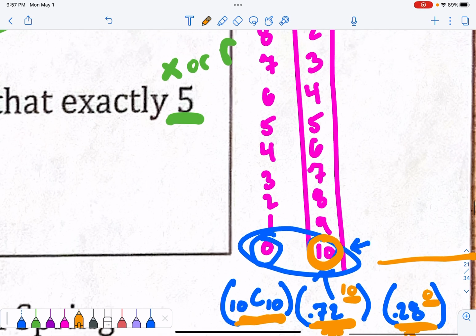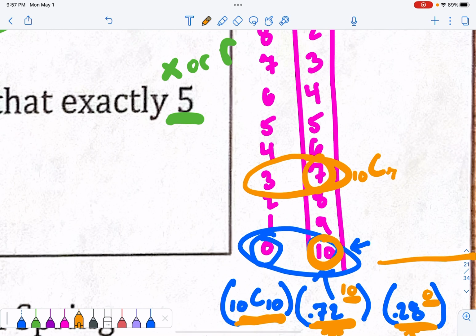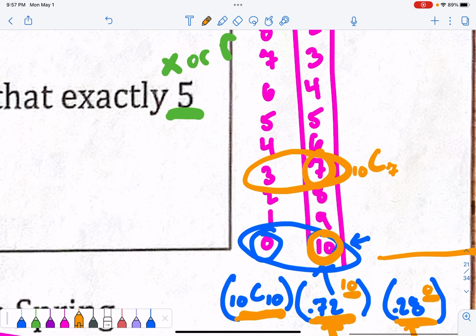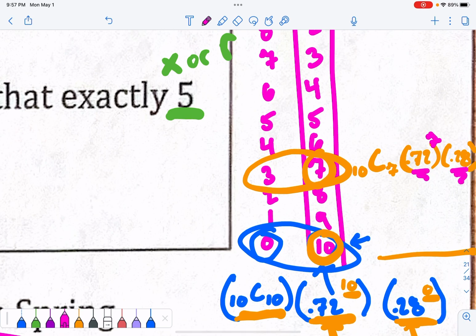Let's go up and do this one, 3 and 7, right? This would be 10C, and then depending on which one you're going to do, we could do 10C7, if that's going to be my die rate, right? So 0.72 and then 0.28. 72% is the chance of them dying, so 7 of them are going to die. If 7 of them die, then there are 3 that are going to live, right?